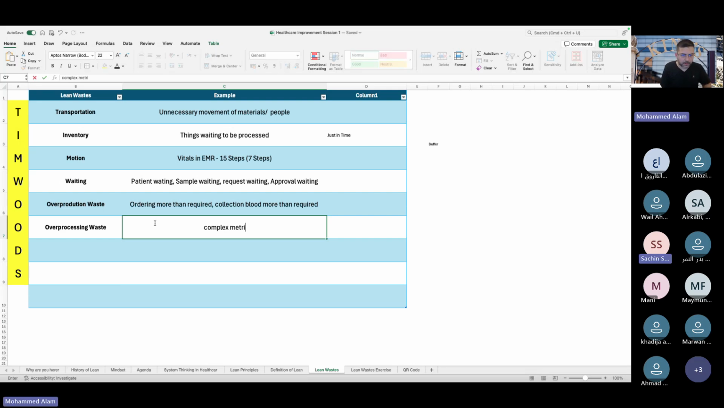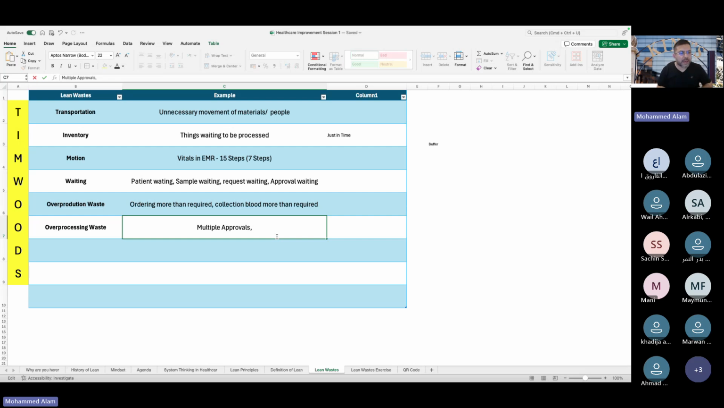For example, we have to take the approval from the director or the manager for certain things. Multiple approvals, you're right. Absolutely right. This is a very big waste in any setup, not just in healthcare or processing waste.